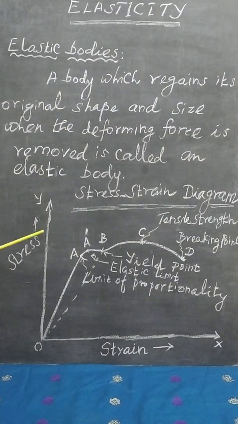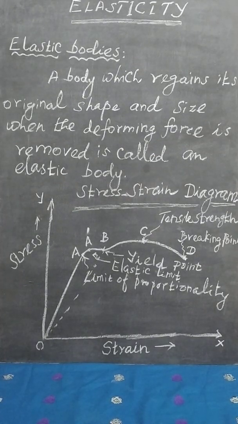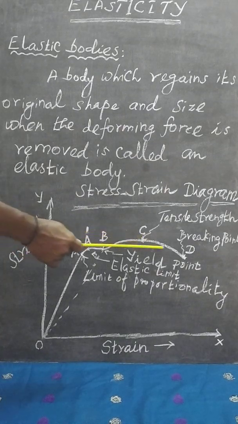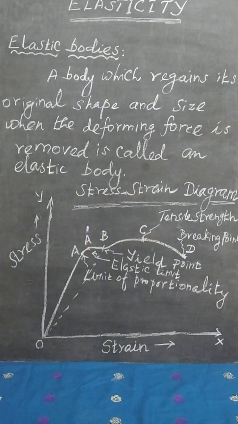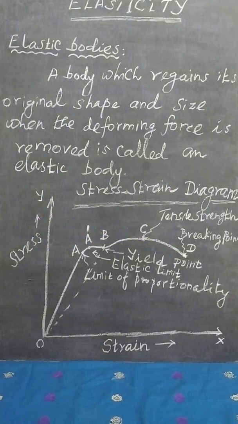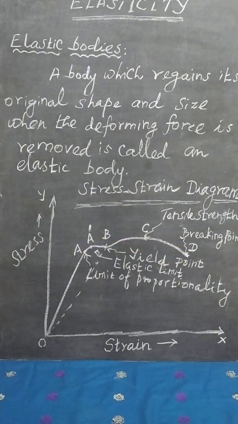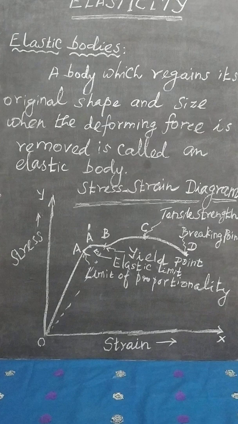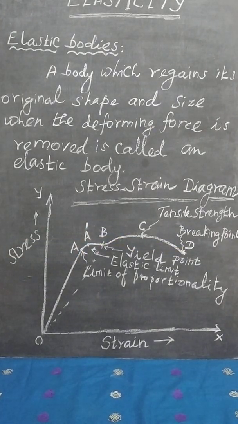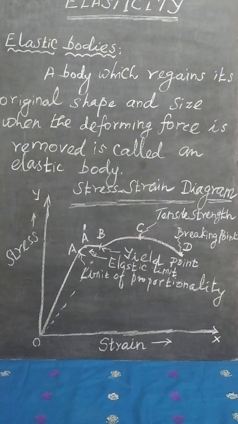On further increasing the stress slightly, when a small load is applied, beyond this load or stress, what happens? The material suddenly breaks down, as shown at the point D. So this point D is called the breaking point. So this is the end of the elastic material, the end point. That means at the particular point D, the material is suddenly broken.